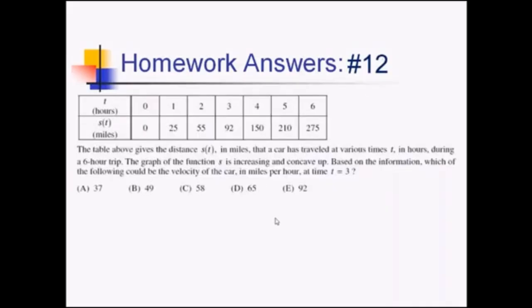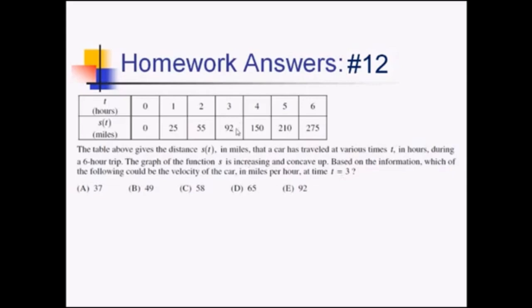For question 13, this table above gives the distance in miles a car has traveled during a 6-hour trip. The graph of S is increasing and concave up, they're telling us. And so that means that no matter where we are, even in between these values they gave us, we're increasing and concave up. Based on that, which of the following could be the velocity at time 3?